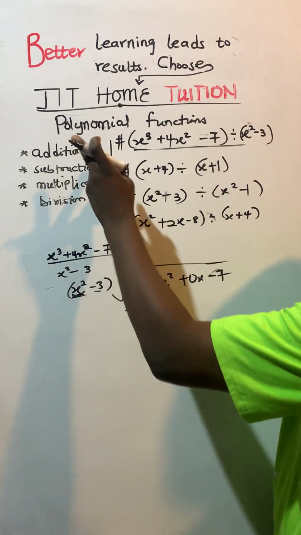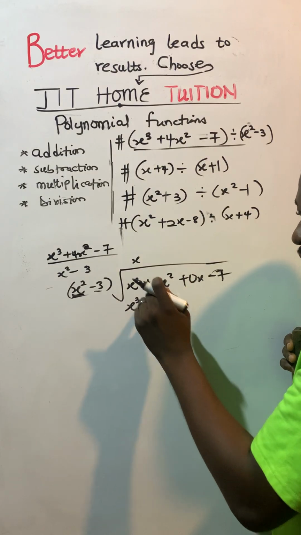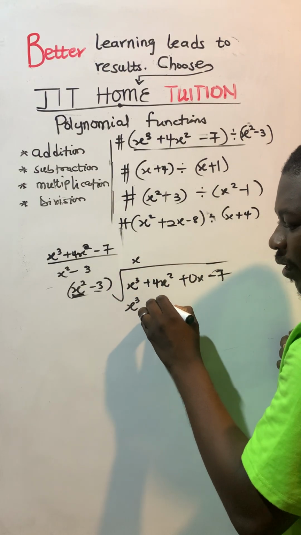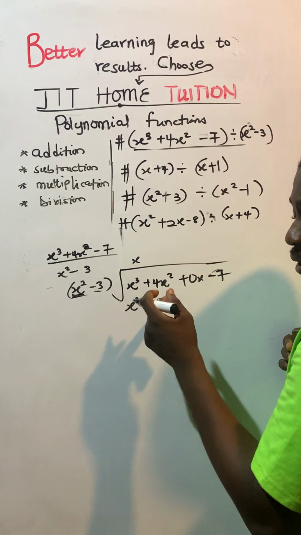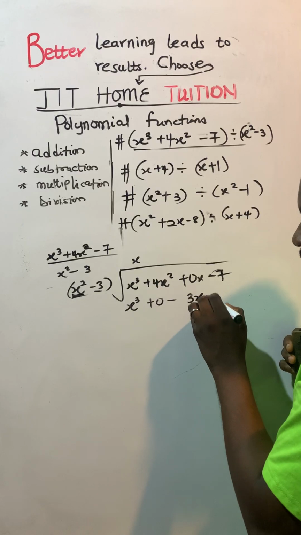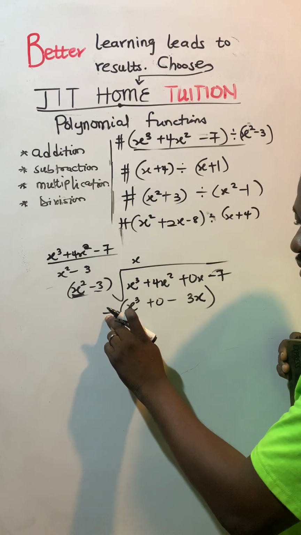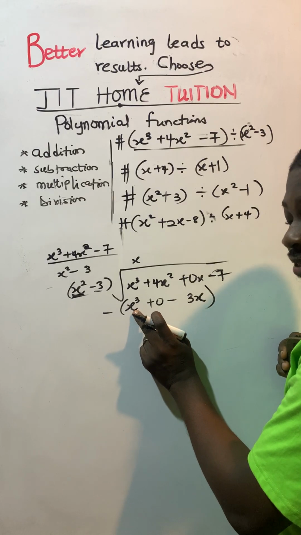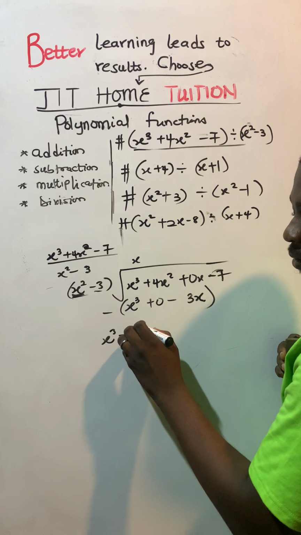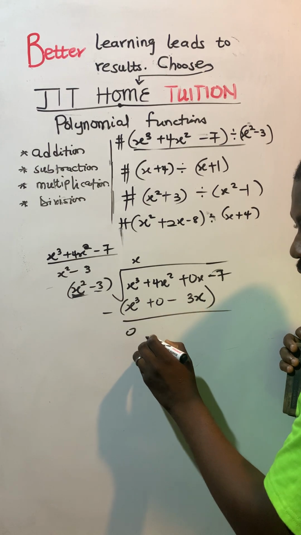So you will not bring it down here. We've already done the division and the multiplication. But here, I need you to understand something. When this one multiplies, it gives you negative 3x, so you will not bring it under the x squared. You can just put 0 over there, then you have negative 3x. Then you subtract. x cubed minus x cubed gives you 0.